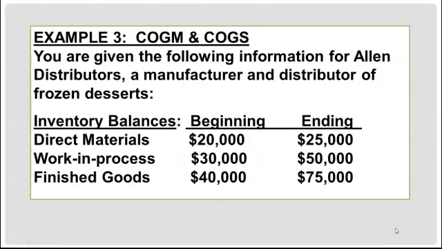To demonstrate how to prepare the cost of goods manufactured and cost of goods sold schedules, we're going to use example 3 in your lecture notes. You are given the following information for Allen Distributors, a manufacturer and distributor of frozen desserts. First, we're given the beginning and ending inventory balances for direct materials, work in process, and finished goods. We can see that direct materials went from $20,000 to $25,000. Work in process inventory started at $30,000 and ended at $50,000. Finished goods inventory started at $40,000 and ended at $75,000.